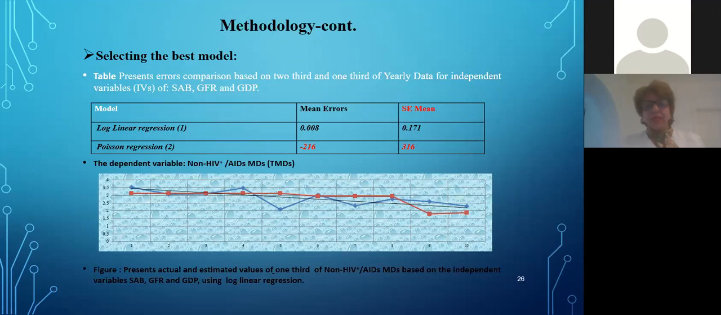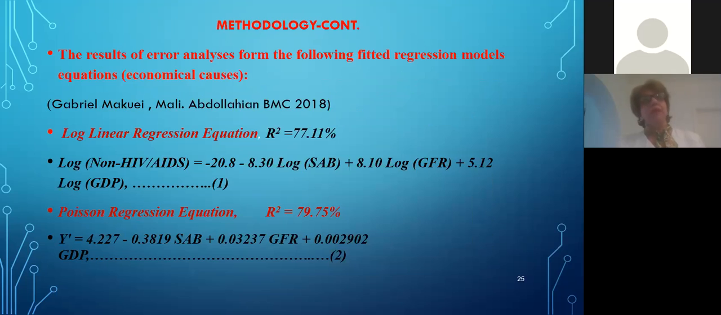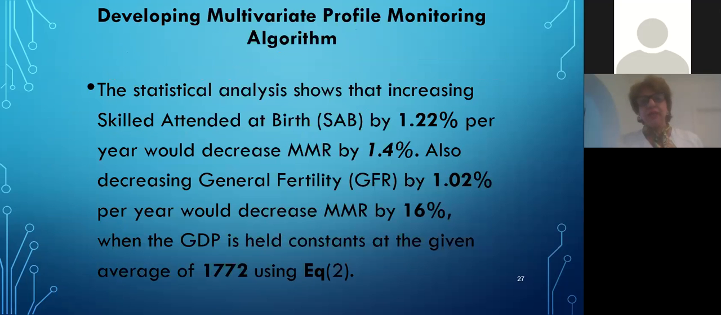So now that we have a regression model, or a mathematical model like that, the next phase of quality control is profile monitoring. Earlier, we were only monitoring one statistic based on our reading. Here is some information on the previous model. If we increase the skill attendance rate at birth by 1.22%, the mortality rate could reduce by 1.4. And if we reduce the fertility rate by almost 1%, then the reduction in the mortality rate would be 16%.